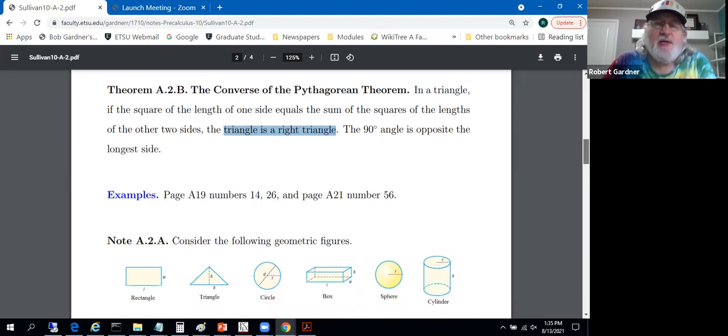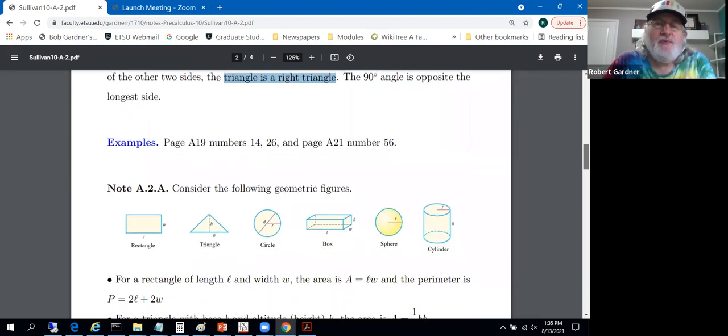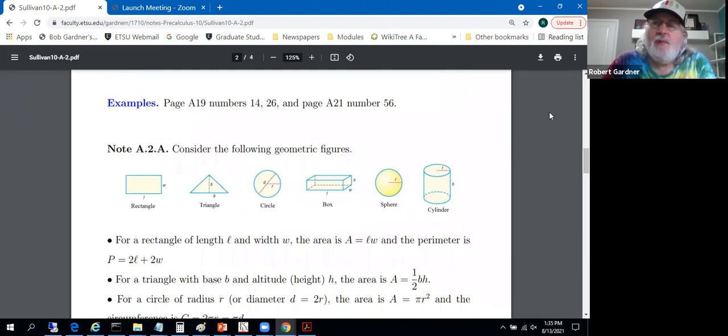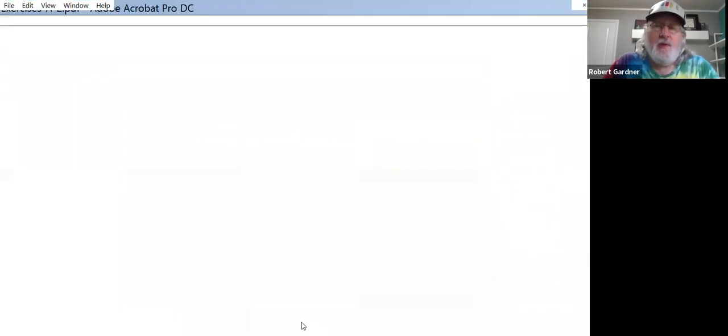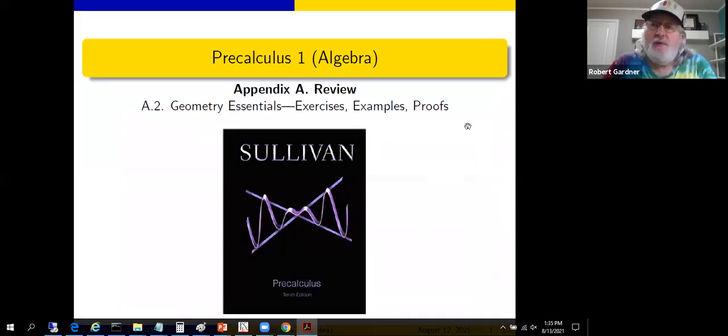So let's illustrate some applications of the Pythagorean theorem in terms of geometry that will apply. Probably the Pythagorean theorem is the most common thing from geometry that will apply in Precalculus 1. It will play a big role in Precalculus 2 as well when you start looking at trigonometry. So some examples in the supplement containing examples and exercises.